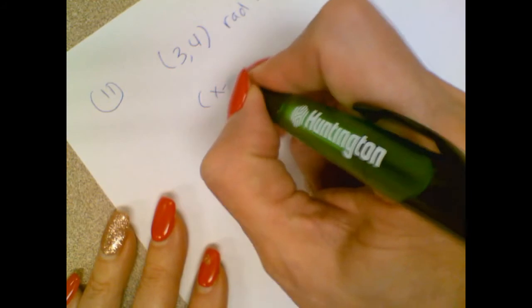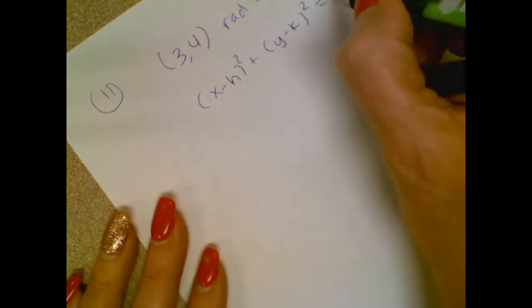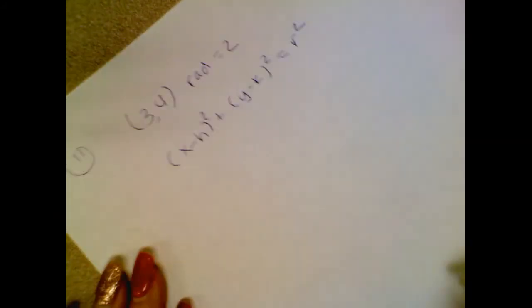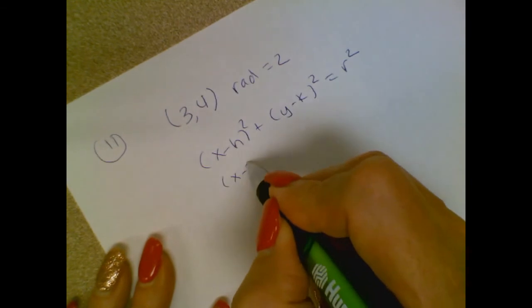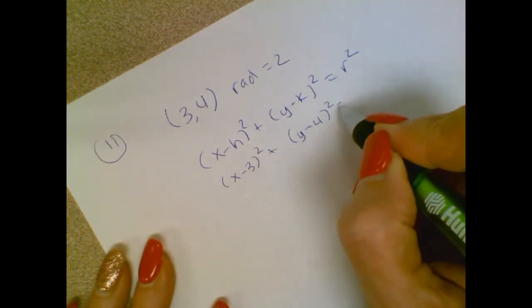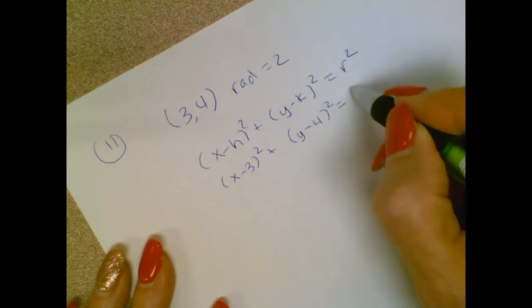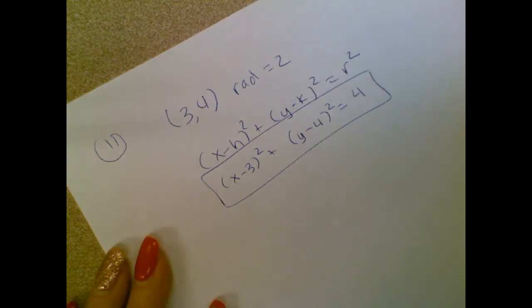So this is back to circles. Now circles, remember, circle looks like this. So this is a combination homework of what we did the other day, circles and ellipses. So here's your equation of a circle. So if the center is 3, 4, we'd put a 3 in for h, we'd put a 4 in for k, and we'd take the 2 and square it, and that would be 4. So that's all you have to do for 11.